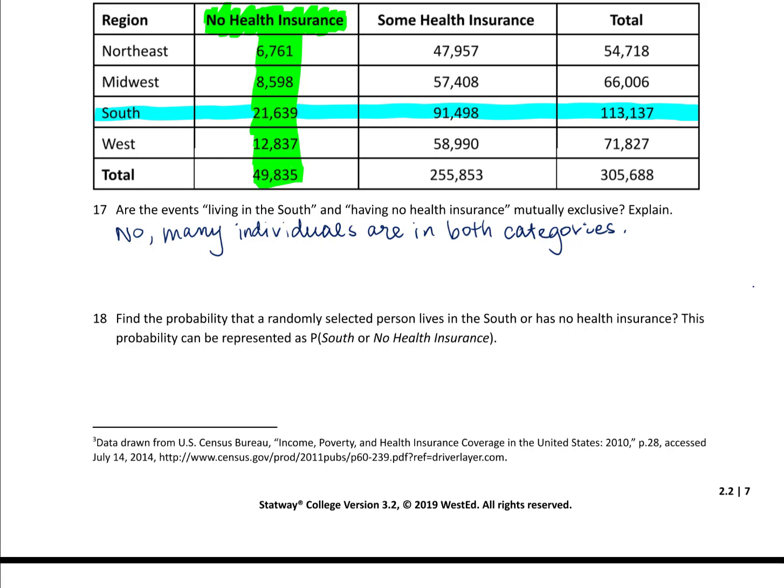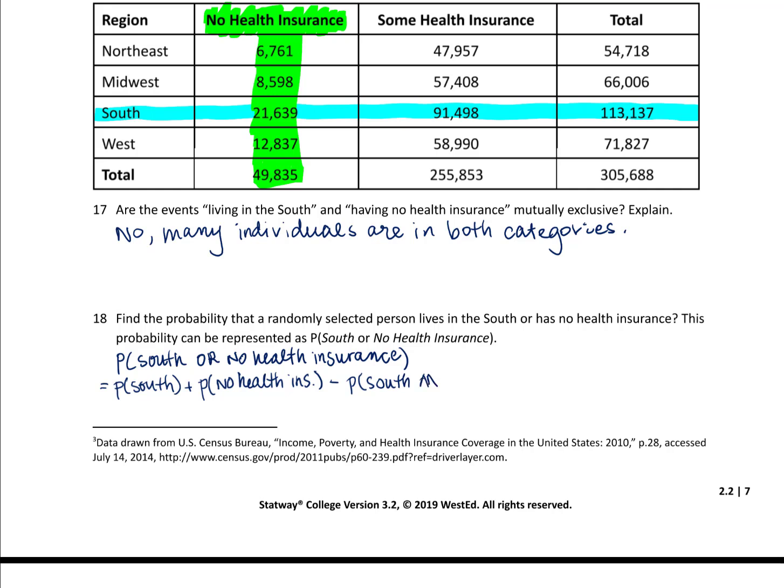Find the probability that a randomly selected person lives in the South or has no health insurance. This probability can be represented as P of South or no health insurance. Since these events are not mutually exclusive, we're going to add the probabilities of the events A and B and subtract off the overlap, the probability of A and B. P of South and P of no health insurance are both marginal probabilities, so we're going to look in the margins to find the totals of each category and divide by the grand total.